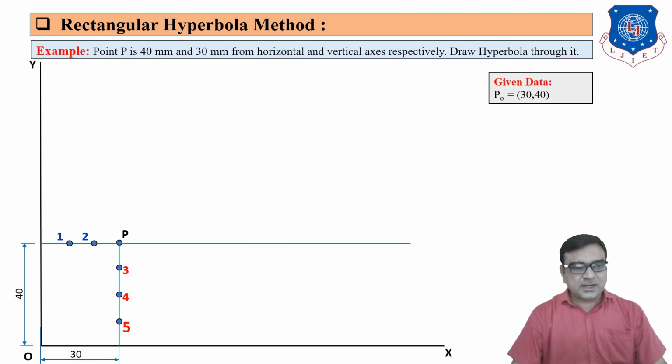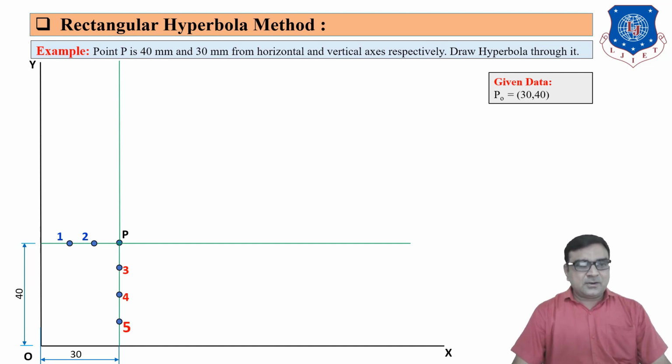Extend the horizontal line from P and extend the vertical line from P. Now on these extended lines, if you want to locate 1 dash, 2 dash, 3 dash, 4 dash, 5 dash points, for that we have to draw a line from origin O passing through this particular point 3, and it will intersect this horizontal line.